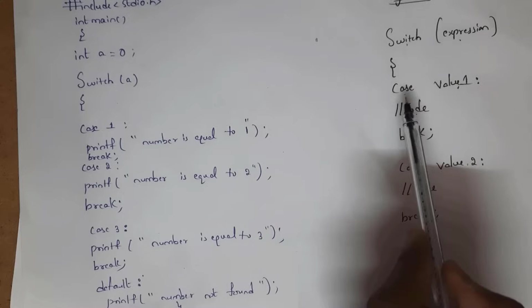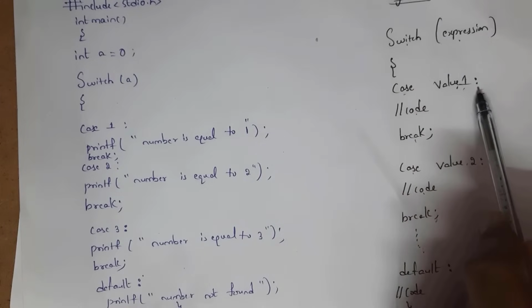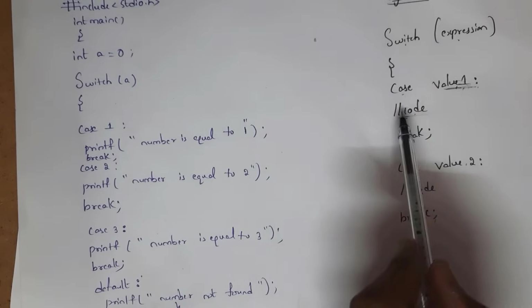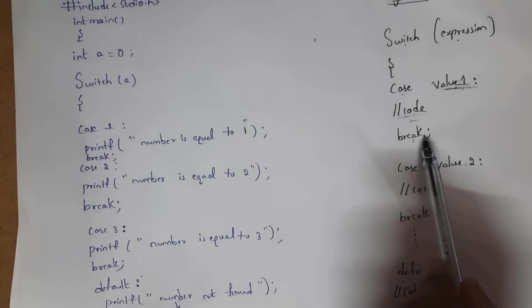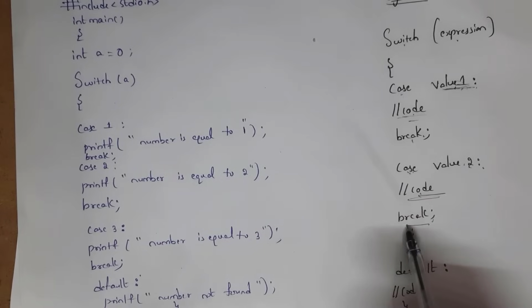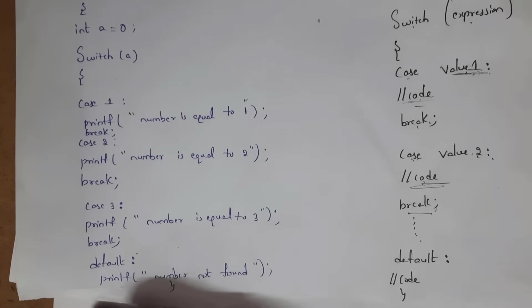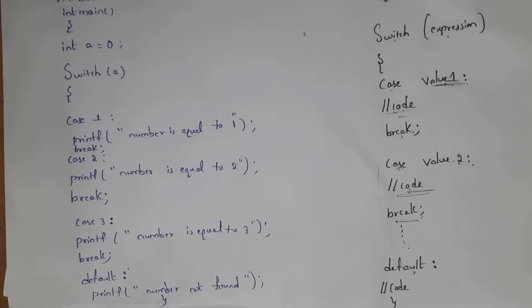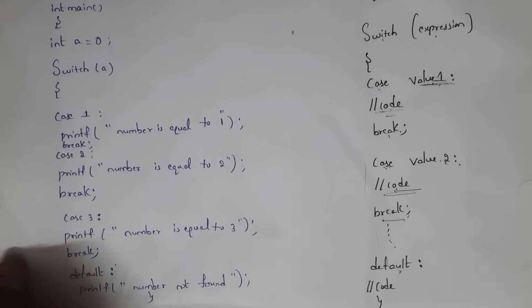After that you need to give case and give value, and here you need to use colon, not semicolon. This case contains some code. If this condition is satisfied, then this code will be executed. We need to break this case and we need to start a new case. So again take case value colon. This case contains some code and give break. Guys, you can take multiple number of cases, and at last you need to give default. If all these conditions are false, then default condition will be executed. So default condition also contains some code.